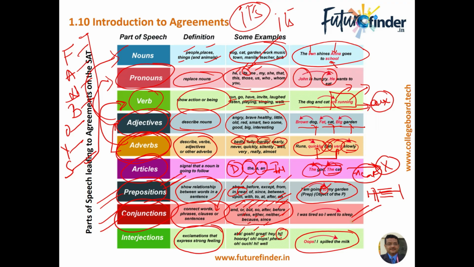Conjunctions, something that you need to understand eventually. Prepositions, we need to work on this one. We need to work on adverbs, adjectives, verbs, pronouns, and nouns. So that leaves us with interjections, generally not really tested on the SAT, and articles, generally not really tested on the SAT.